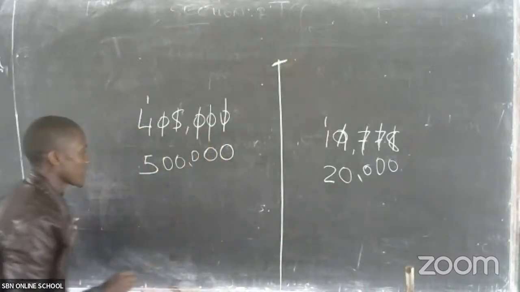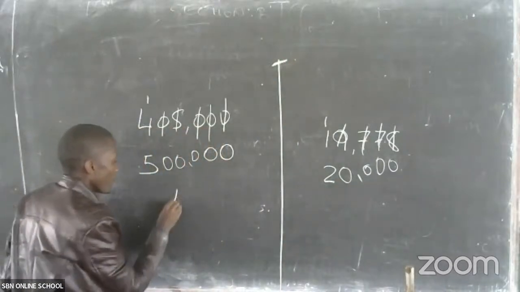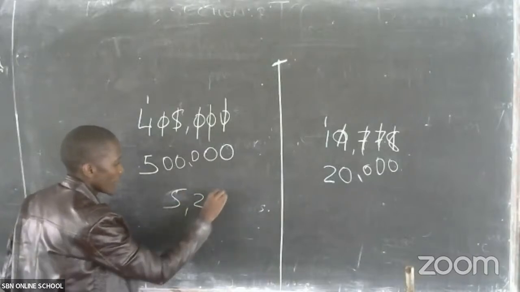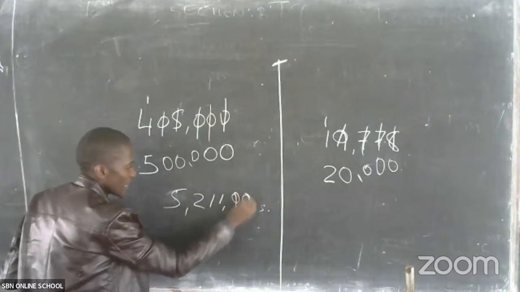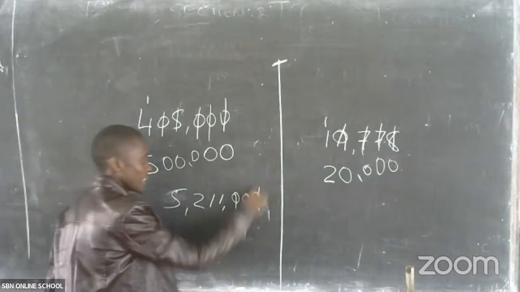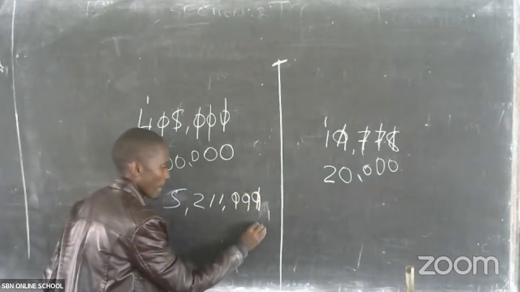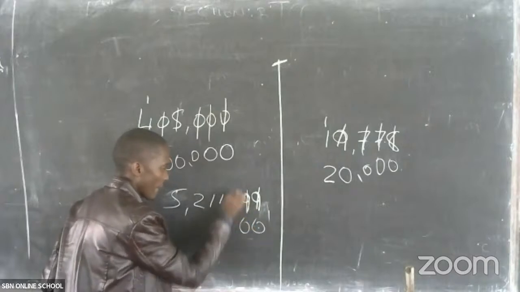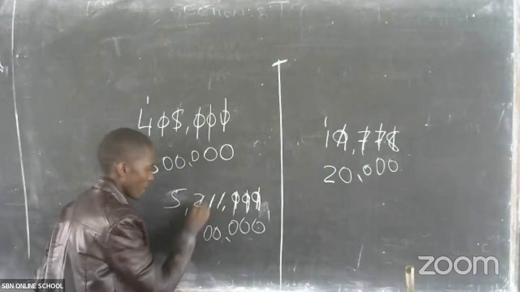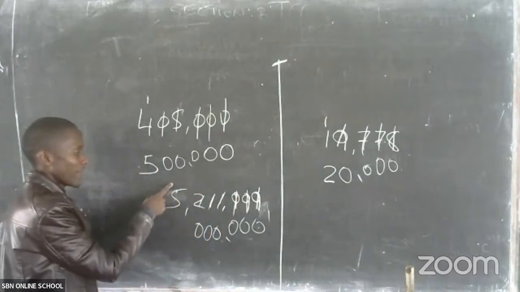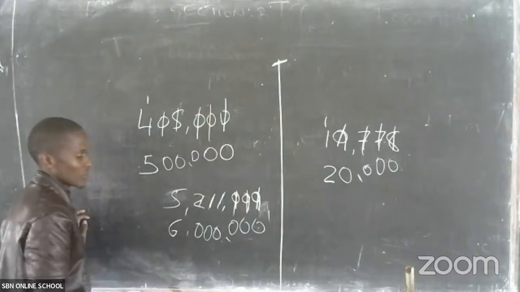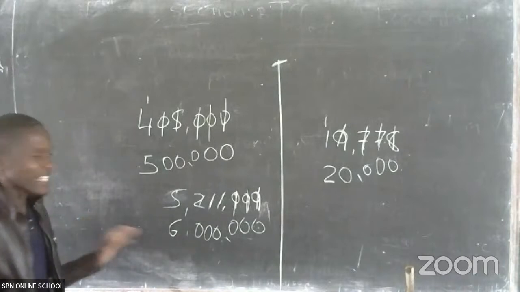We try another example. If at all I have 5, 2, 1, 1, 9, 9, 9 as our highest on that table, what am I going to do? This one is going to be what? 0. The last number? 6. Add 1. Are you getting it? It's as simple as that.